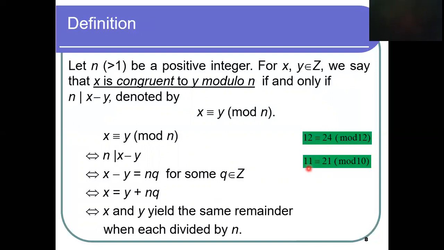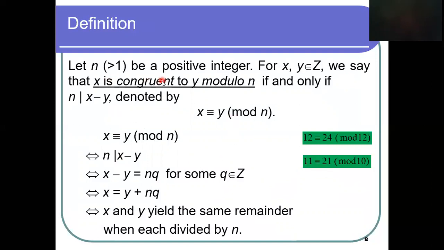Same is the case over here. If you divide 11 by 10, the remainder will be 1. If you divide 21 by 10, the remainder is also 1. So 11 is congruent to 21. So this is one of the definitions.